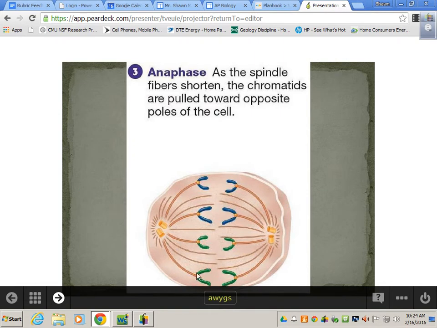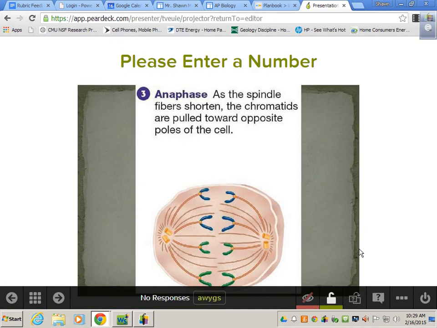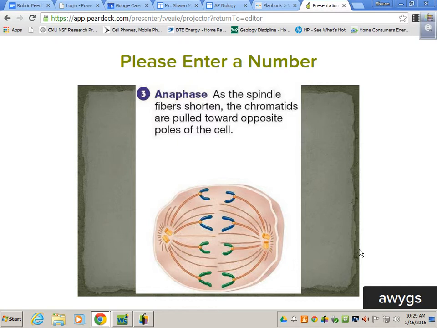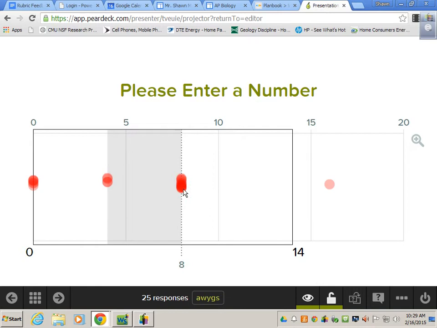So how many chromosomes do you see in this picture total? How many chromosomes do you see now? Come on, folks. Be wrong. It's okay. Yes, there would now be 8.